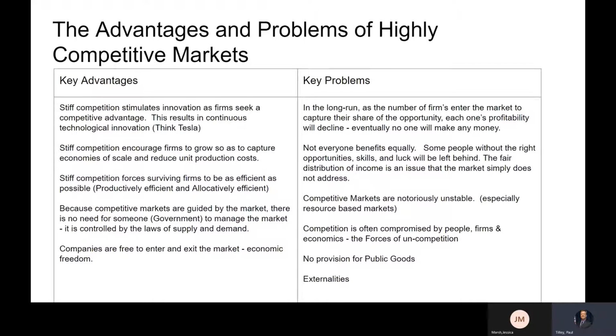This is probably the most important slide in the whole presentation. You want to be aware of the advantages and the problems of highly competitive markets. So you need to be up on this.